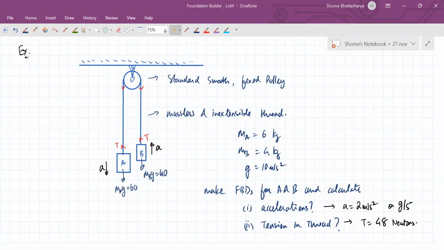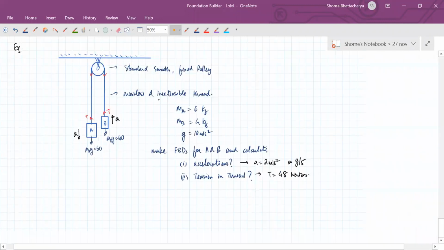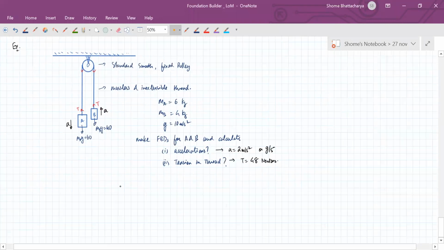So let's understand how this is coming. You have to make the free body diagrams. A's free body diagram: tension, weight, and downward acceleration. When we write net force is equal to mass into acceleration, we'll write net force in the downward direction because weight is dominating. So this will become 60 minus T is equal to 6A. This is our equation 1.